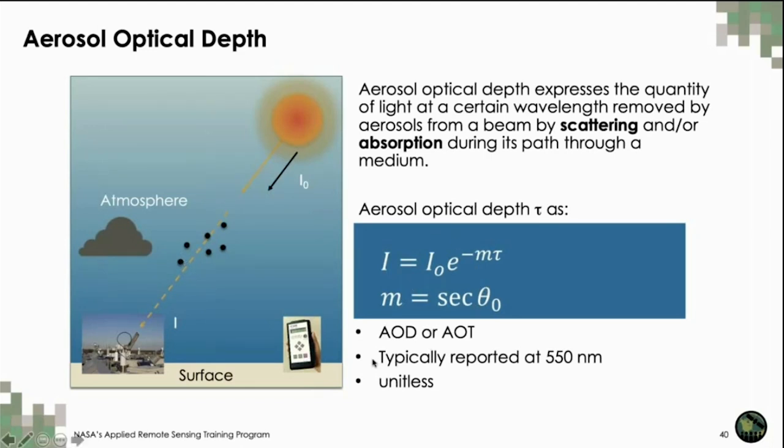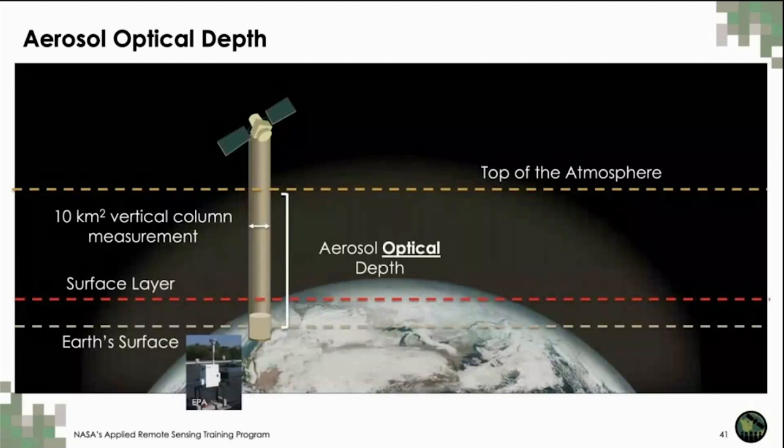M is a function of the solar zenith angle. It is also called air mass, and basically tells where the sun is on the horizon. Aerosol optical depth is also called AOD or AOT in short form, where T stands for thickness. Typically, most sensors report it at 550 nanometers, and it's a unitless quantity. Aerosol optical depth you can get either from ground measurement, called a sun photometer. Here examples are given. There is a huge network I will show you in a minute, or you can get it from the satellite.